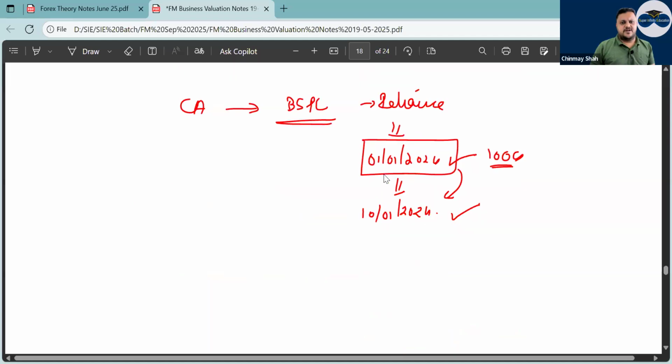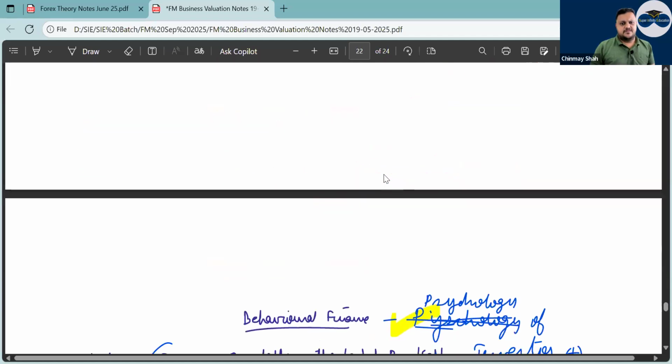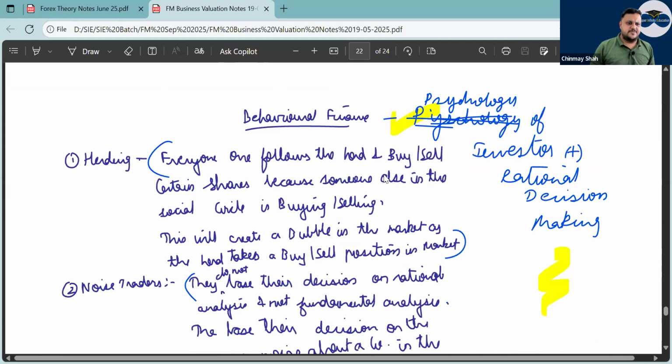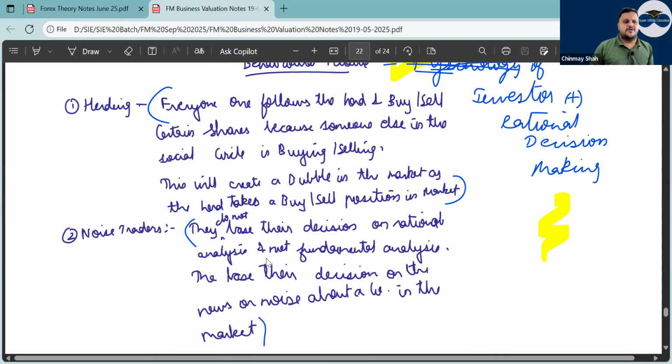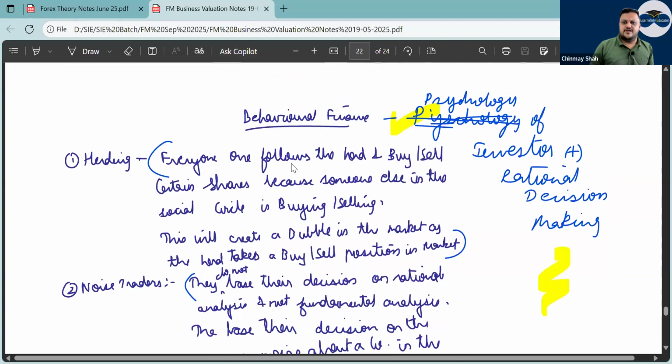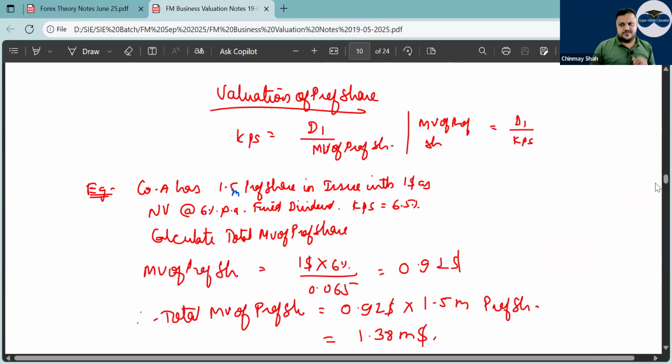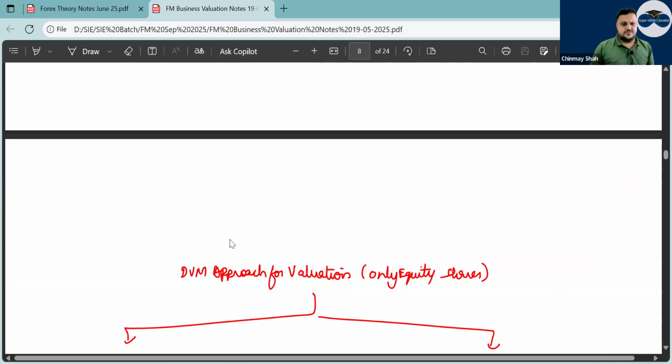Then you have efficient market hypothesis theory, that is there. Behavioral finance, that is there. What is behavioral finance? Have a look. You have something called as herding. Herding is what? Right? Psychology of investor plus rational. Before I go ahead, if you want to sell a small chunk of shares, okay, which method will you use?